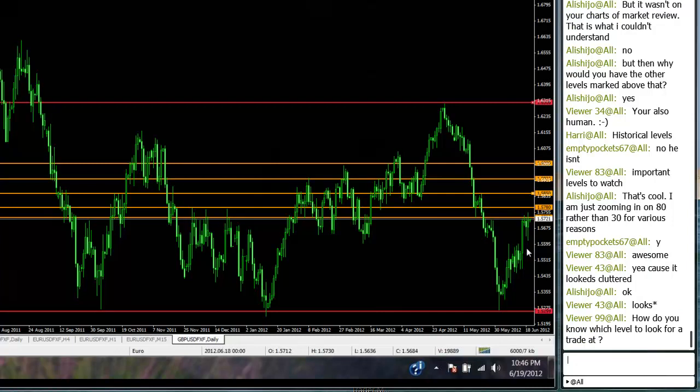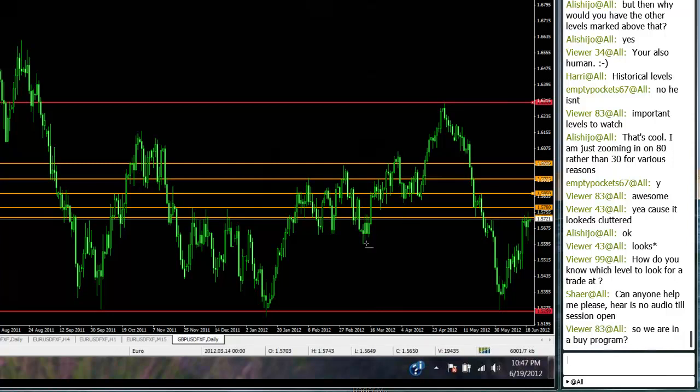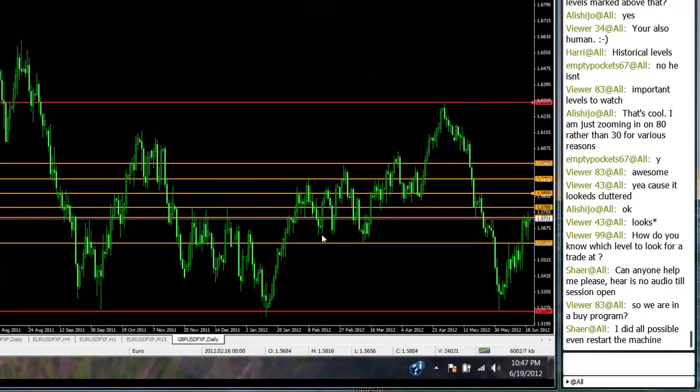How do I know which level to look for a trade at? Hold on, how do you know which level to look for a trade at? All right, well, let me give you an example of that because I'm going to need to put the chart lines on for this. All right, this is a low. See these lows in here?